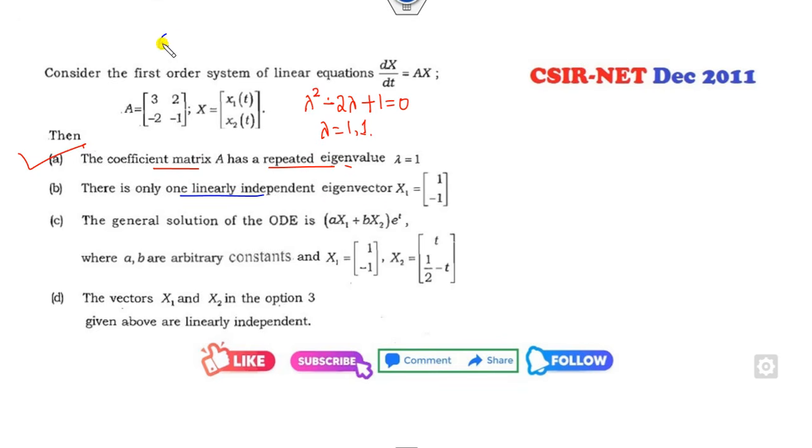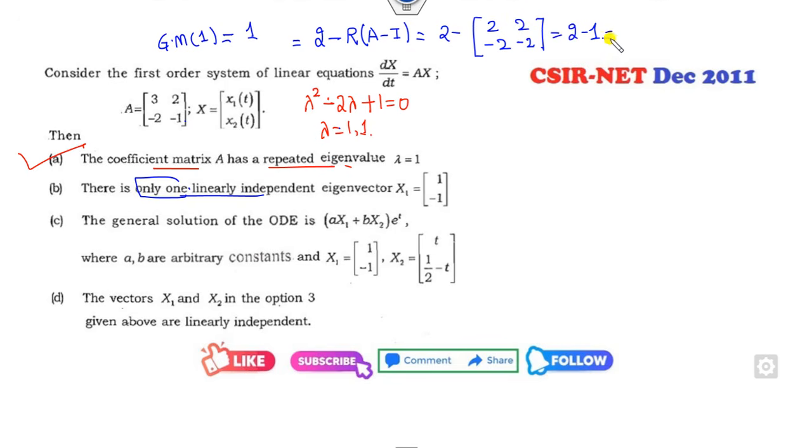There are two methods. You can prove that the geometric multiplicity of this eigenvalue is 1 because only 1, fine. So what is geometric multiplicity? It is n minus rank of A minus lambda I, so that is 2 minus, what is the A minus lambda I of this, 2, 2, minus 2 and minus 2. Clearly say the rank is 1. So 2 minus 1 will be 1. So that's the correct option.